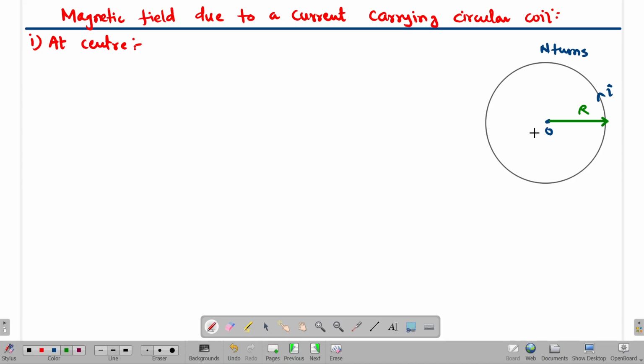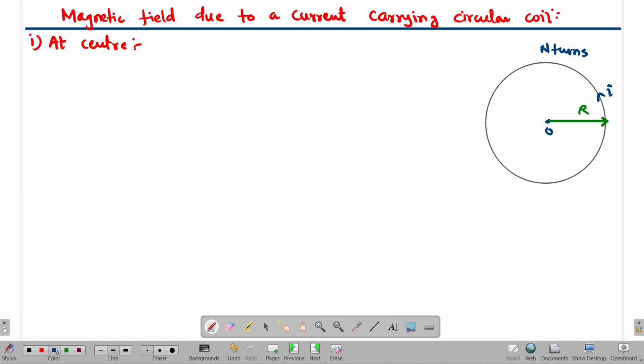Think means how to derive it or how to make it easy. Should I give you the direct formula or should I make you understand what I should do? Tell me. Derivation. No, ring will come. Circular coil, I think it will not come.